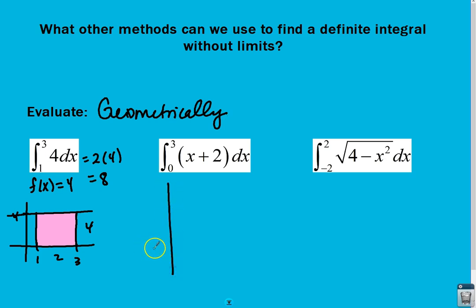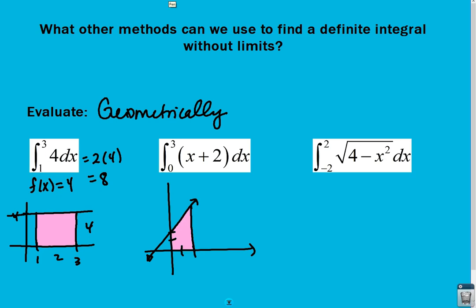Okay, let's think about what x plus 2 looks like. Well, that's the linear equation. Slope of 1, y-intercept of 2. So 1, 2. I'm going from 0 to 3. So boom, boom, looks like that. But I only want from here to here. Let's see if I can shade it in correctly this time. Oh, perfect.